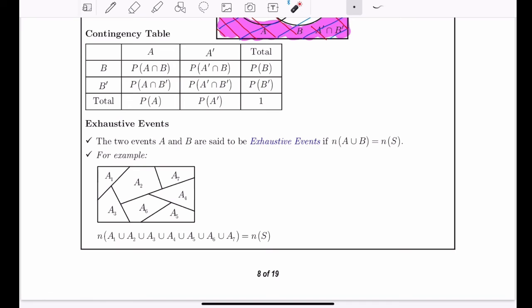Next, exhaustive events. So the two events A and B are said to be exhaustive events if the number of A union B equals the number of the sample space. For example, we have A1, A2, A3 up to A7. So the number of A1 union A2 union A3 up to A7 equals the number of the sample space.